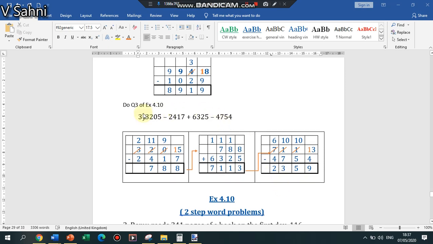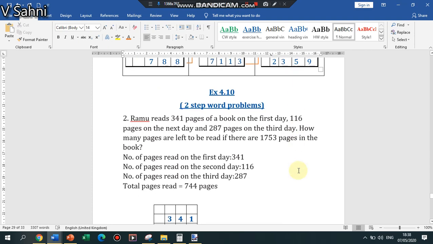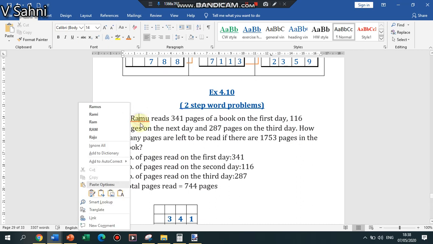Moving on to the next question of our homework. So the next question of the homework was question number 3 of exercise 4.0. All right, so this is also homework discussion. I'll just write it here. This is also quite simple. You first do 3205 minus 2417. Whatever answer you get, you add it with 6325, and that answer is further going to be subtracted with 4754.